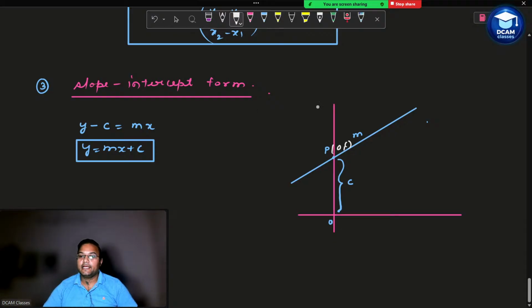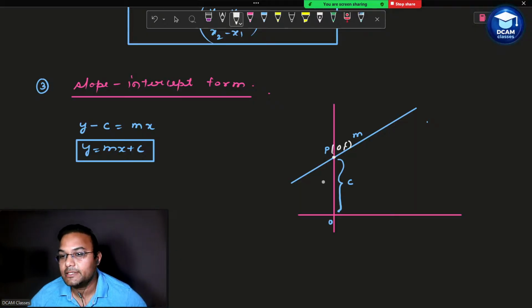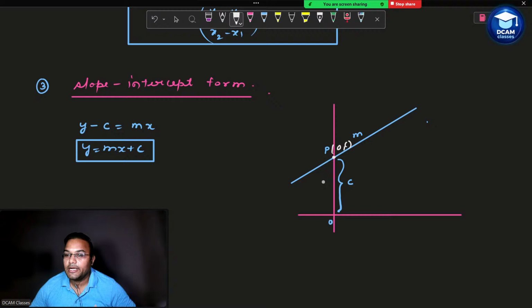See, what's the idea she used? Because the point P is lying on the y-axis, the x coordinate will be 0. Because x distance 0 है इसका. And this point P is at a distance of c units from origin, vertical distance. So its y coordinate will be c. Correct. So now you have got a point P which is 0 comma c.